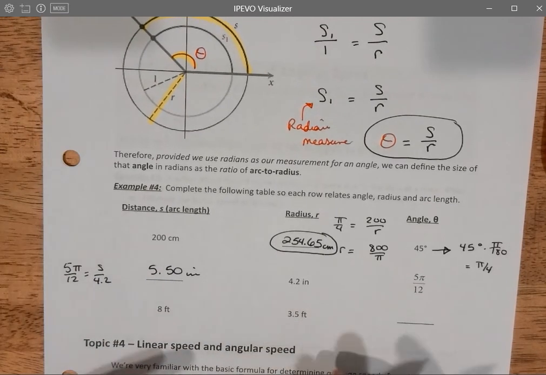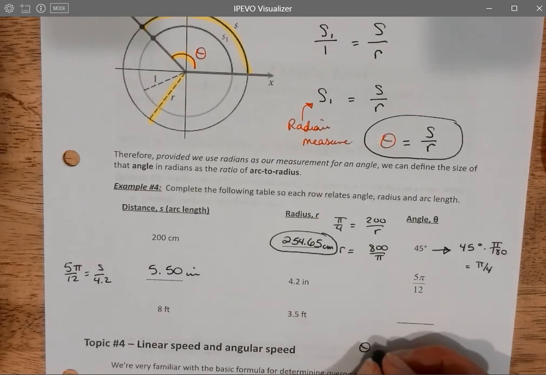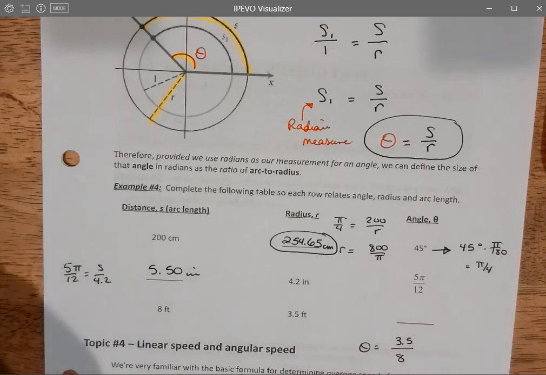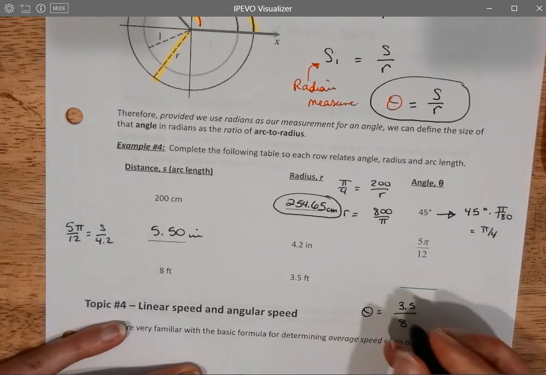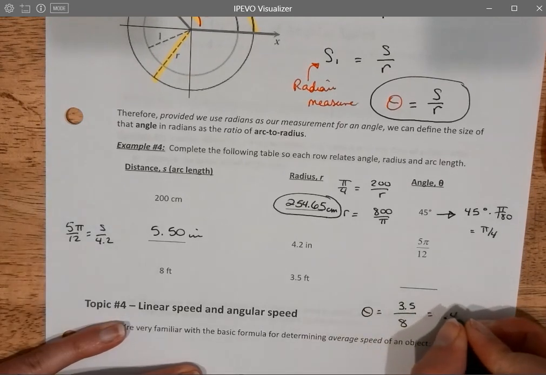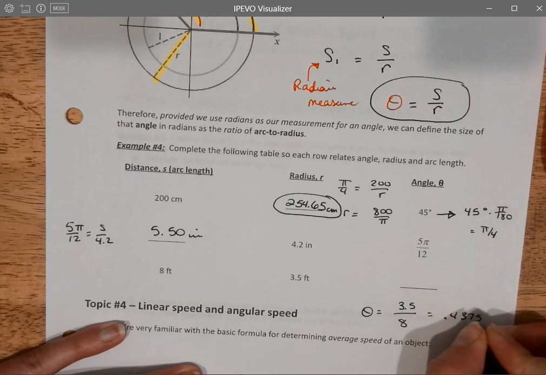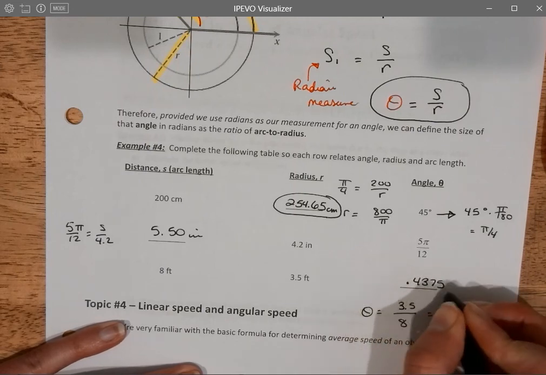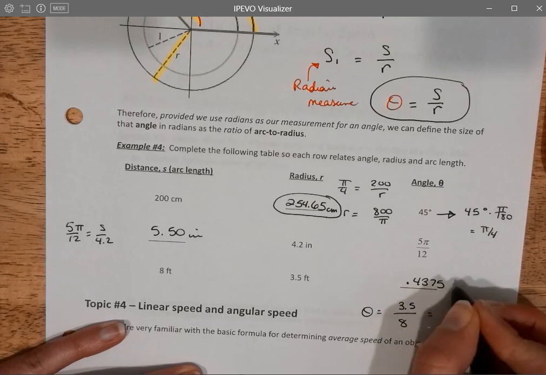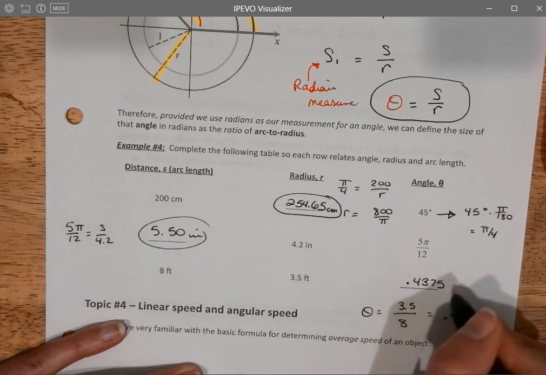And then the last one, I want the angle, and so I know that the angle is going to be S divided by R, so that's 3.5 divided by 8. I can just use my calculator for that division. 3.5 divided by 8 is 0.4375. So that's 0.4375 radians. I don't have to write a unit for radians. It's just already in radians.